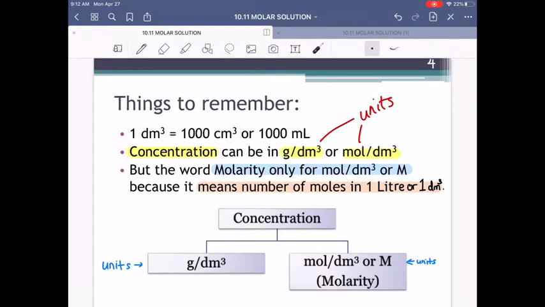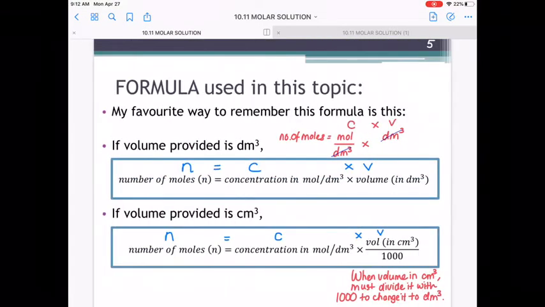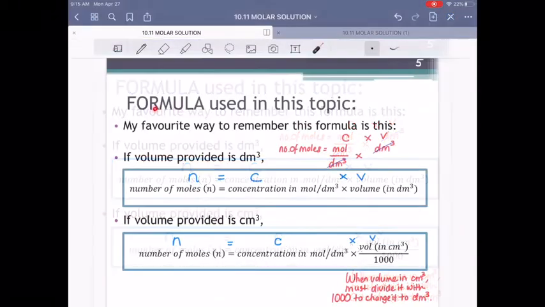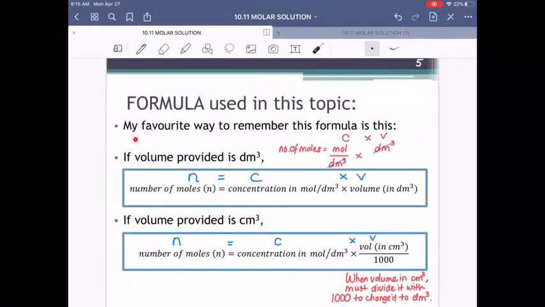Okay, next, the formula used in this topic. My favorite way to remember this topic is, if volume is provided in dm cube, number of moles is equal to concentration times volume. So the letters I like to use are n equals c times v. Your concentration must be in mole per dm cube and your volume must be in dm cube.